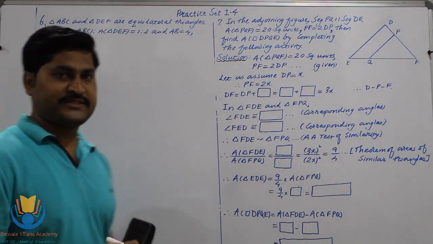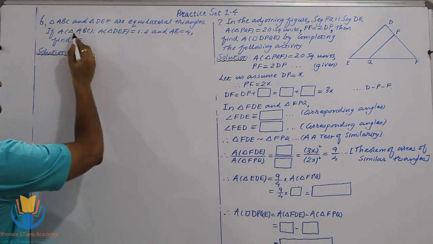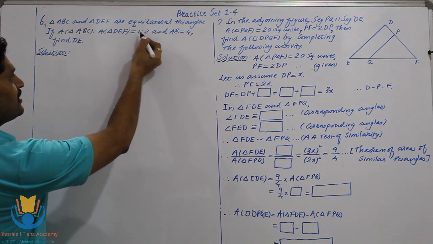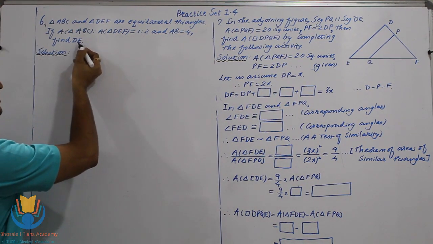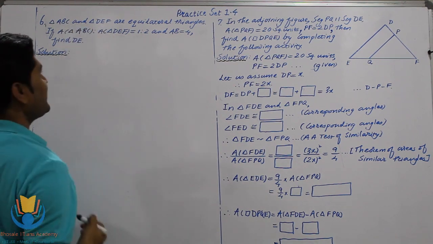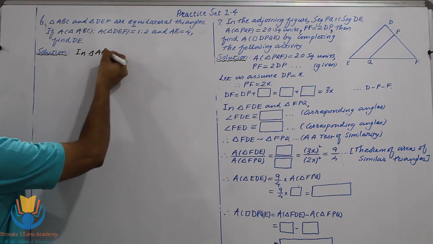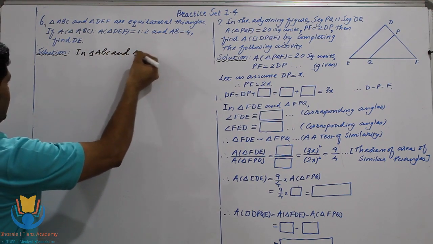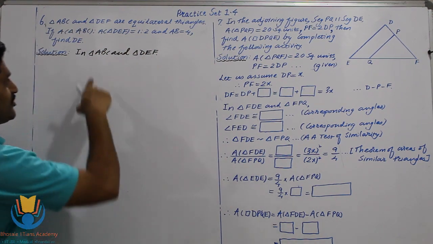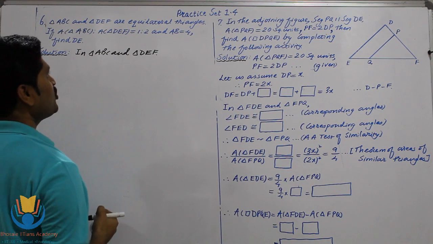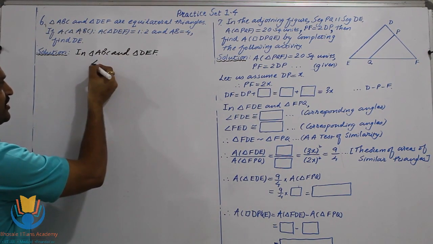Let's start question number 6 here. Triangle ABC and triangle DEF are equilateral triangles. If area of triangle ABC to area of triangle DEF is 1:2 and AB is equal to 4, we have to find the length of DE. For that we will show that these two triangles are similar first. So let's continue. In triangle ABC and DEF, as both the triangles are equilateral triangles, each angle of those two triangles is going to be 60 degrees. So we require two pairs of corresponding angles for showing these two triangles to be similar.